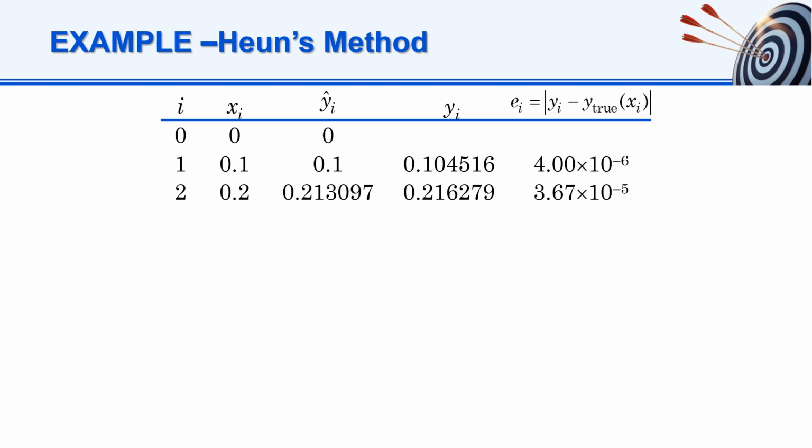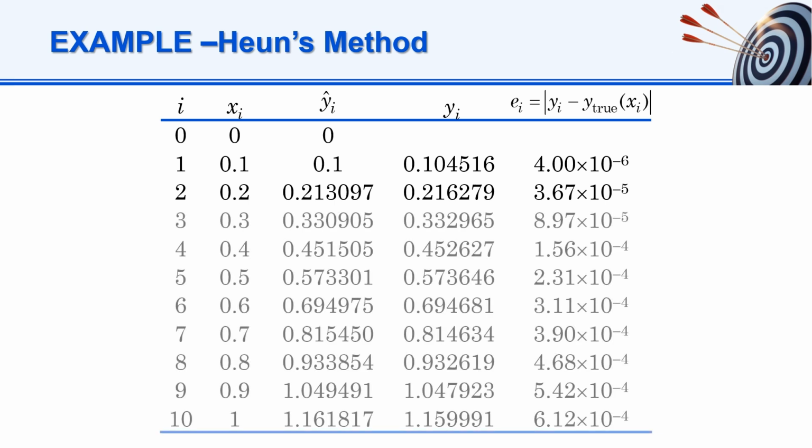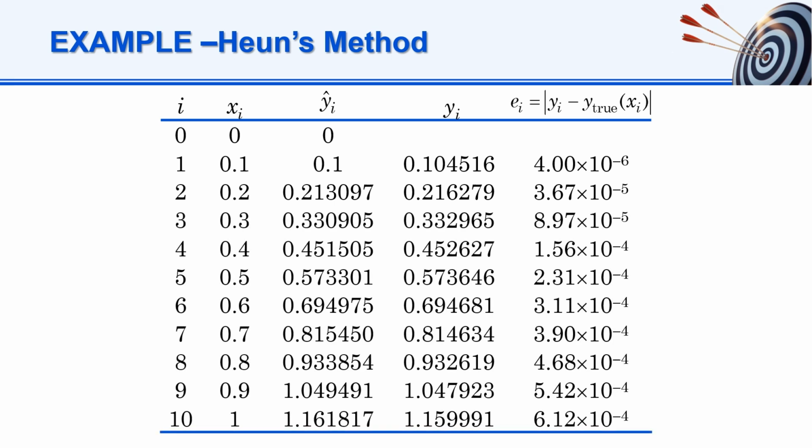The predictor and corrector step estimates, as well as the true absolute errors, are presented in the following table. The first row is the initial value, and the next two rows were the ones already computed. We note that the average of the true absolute errors is 2.84 times 10 to the minus 4.